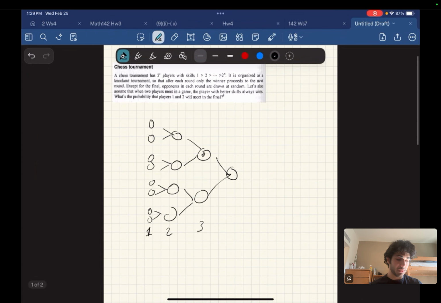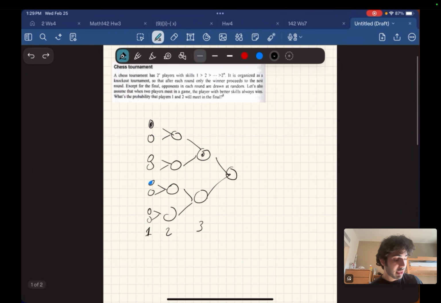What's the chance they did not meet in round 1? Well, in the example we're showing, there's 8 players. Let's say I'm player 1 here. What's the chance that I did not meet player 2 in round 1? Let's say this is player 2. Well, there's 7 options now because I can't meet myself.